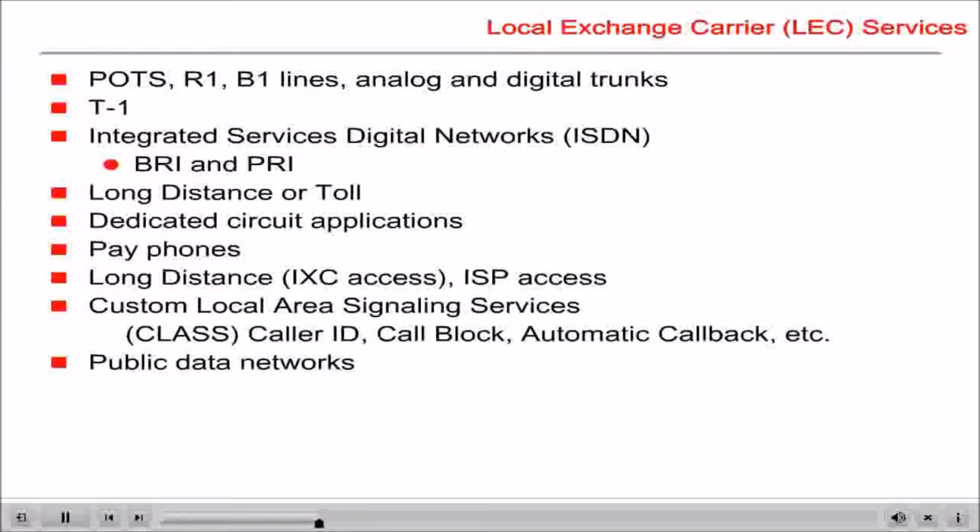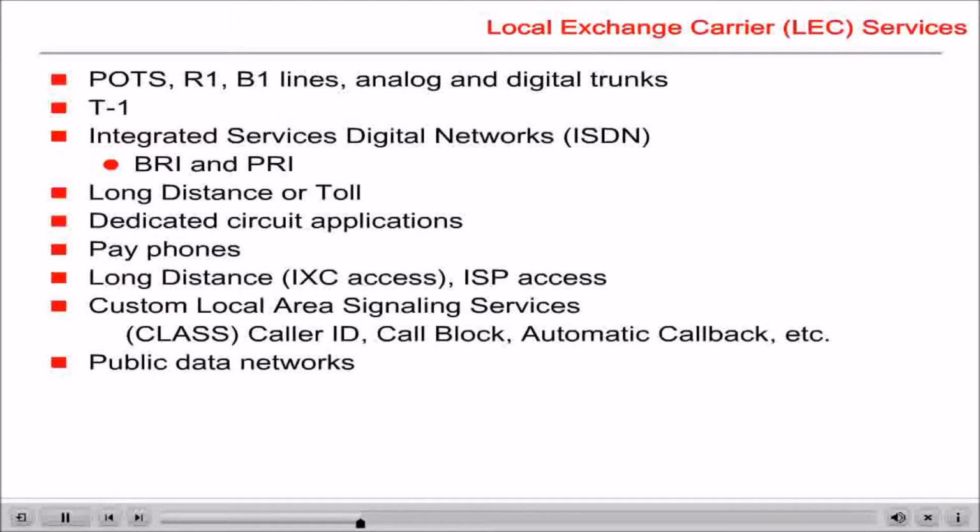The telephone company that supports the public switch telephone network, or PSTN, provides a number of services, including POTS, which is plain old telephone service, R1 for residential, B1 for business lines, analog and digital trunks, T1, which is 24 channels or DS0 for phone calls, or 1.544 megabits per second for data, Integrated Services Digital Network, referred to as ISDN, and typically the Primary Rate Interface, or PRI, which is over a T1, providing 23 channels for voice, video, and data and 1 D channel for signaling. We'll have more details on these options in later slides.